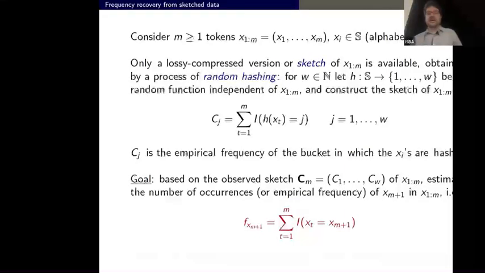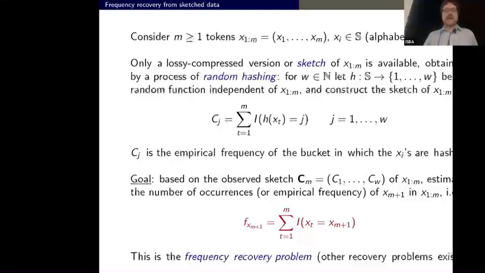Based on this sketch that is observed, what I want to estimate or recover is the empirical frequency of x_{n+1}. So a new observation arrived, and I want to estimate or recover its empirical frequency. Of course, it's trivial if I could observe the x. I would just have to count, but here I don't observe the x. I observe this compressed version of the x. This is what I call frequency recovery.